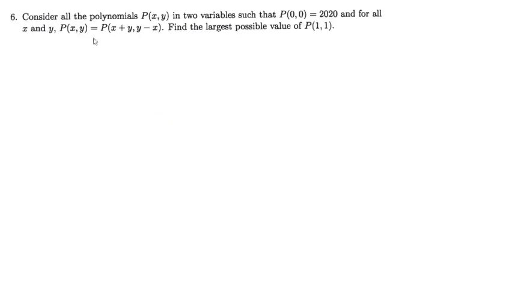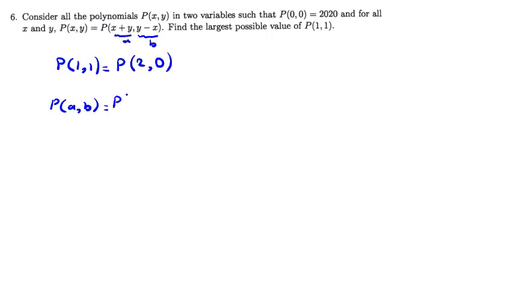When we see these types of problems, especially functions, we can replace x, y with some numbers and see what we have. For example, p(1, 1) equals p(2, 0). Now we know p(x, y) is this. Consider this is a, this is b. So p(a, b) equals what? It is x here, so it is a minus b over 2, and y is what? It is a plus b over 2.